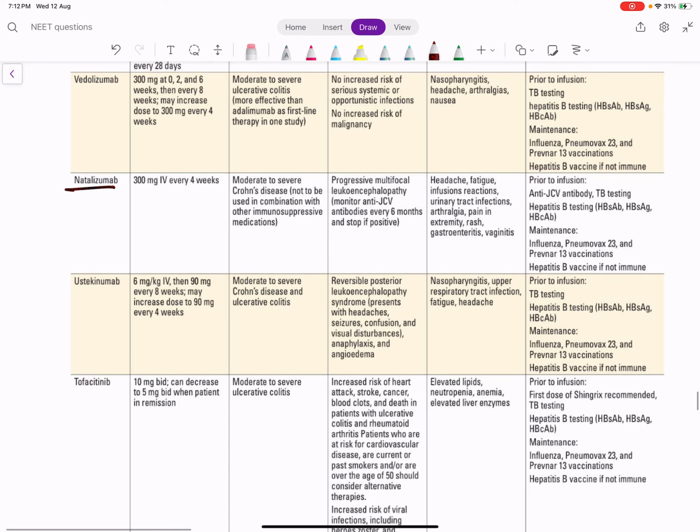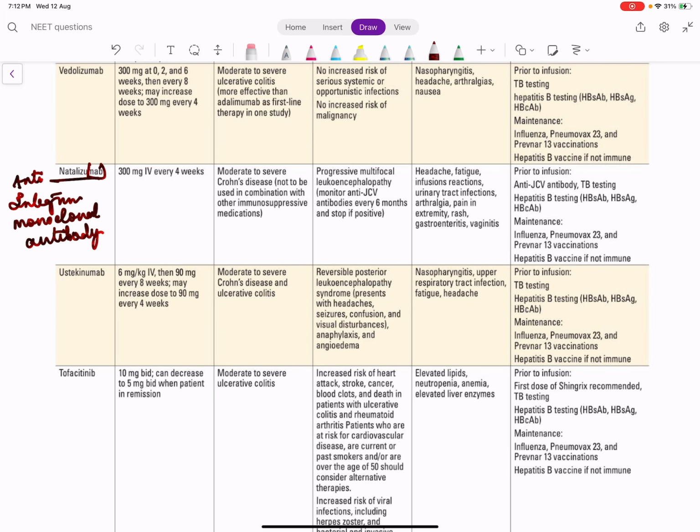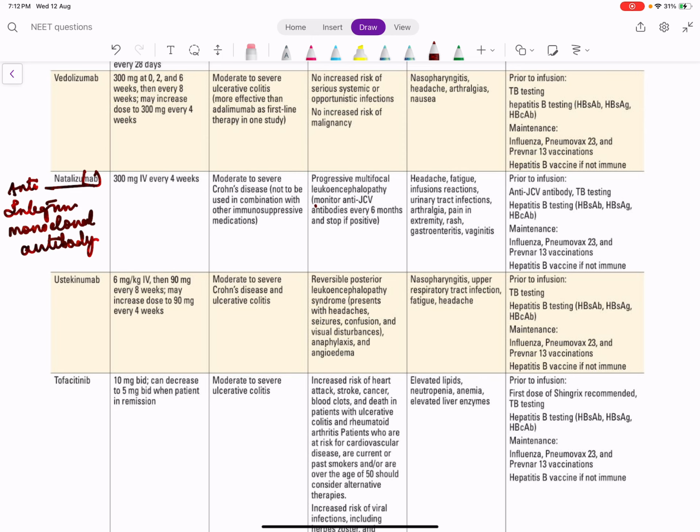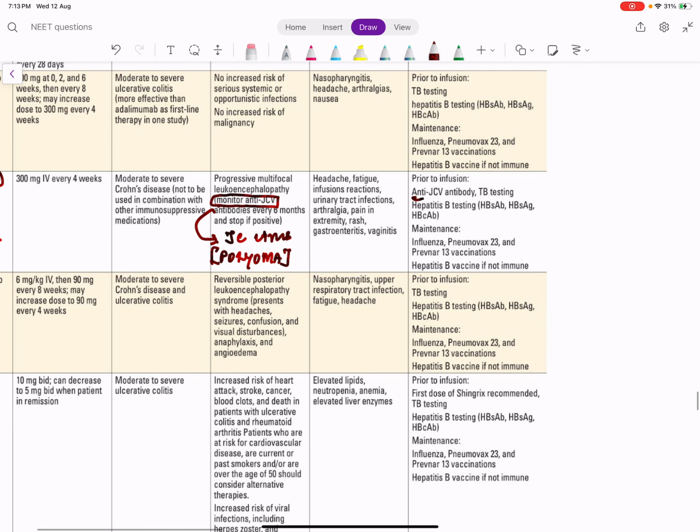Natalizumab is an anti-integrin monoclonal antibody. Anything which ends with mab is a monoclonal antibody. Whenever we give natalizumab, we have to monitor anti-JC virus. There is a virus called JC virus. It's a polyoma virus. This virus can get reactivated. So before giving natalizumab, we must always check anti-JCV antibody.